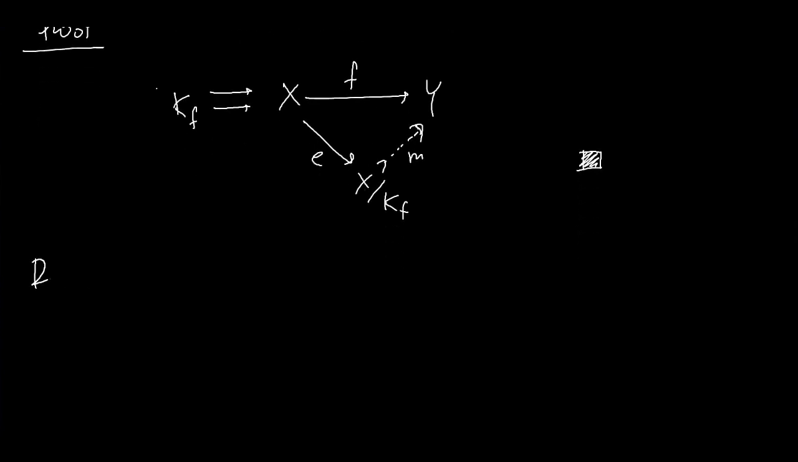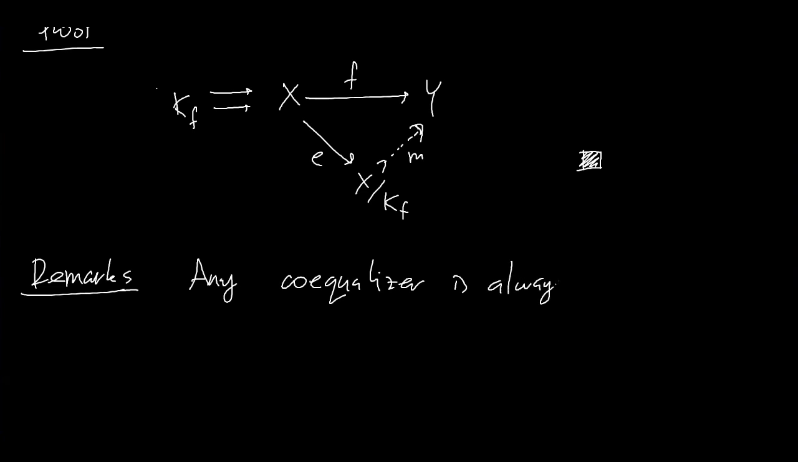I want to make a couple of remarks here. In any category, any co-equalizer is always a co-equalizer of its kernel congruence when the latter exists.